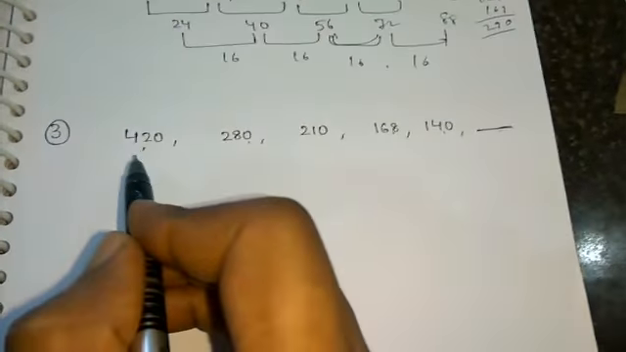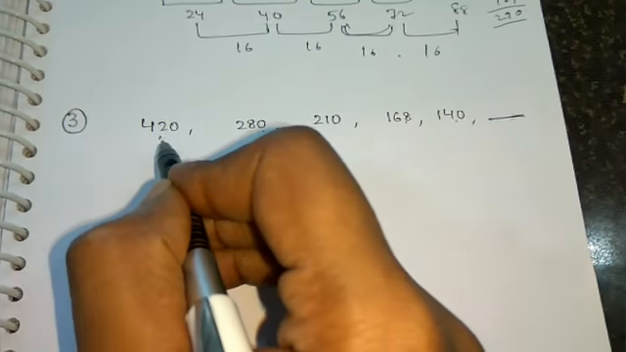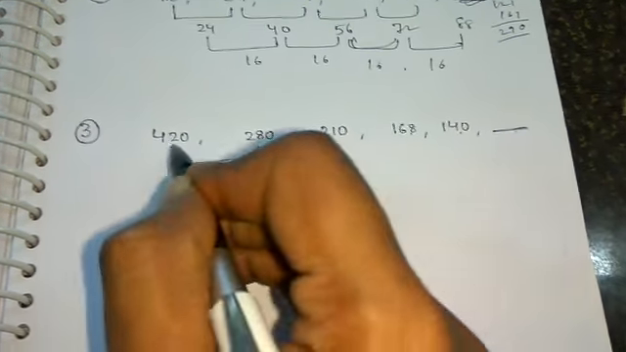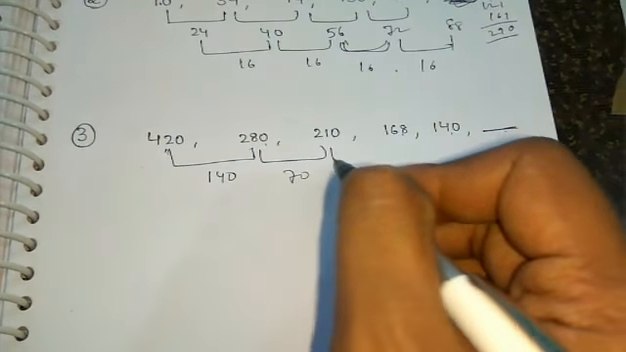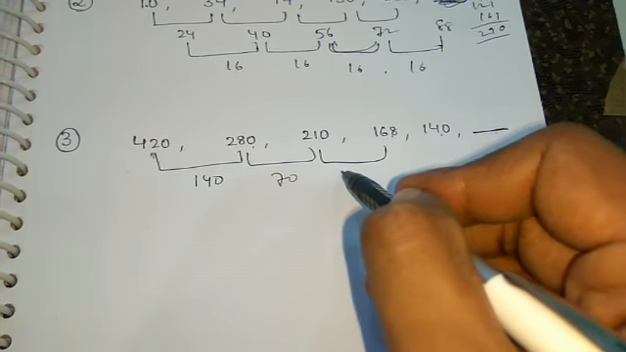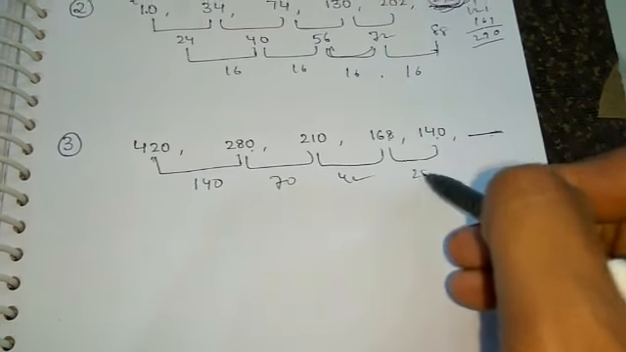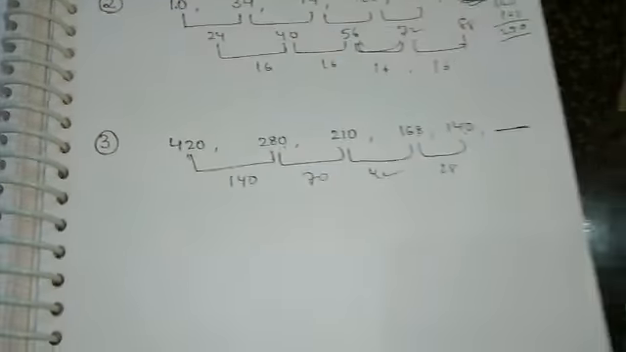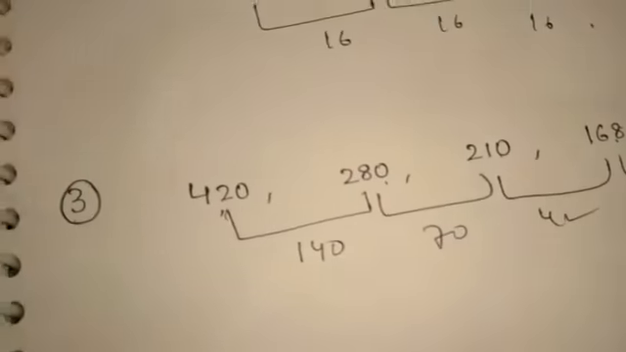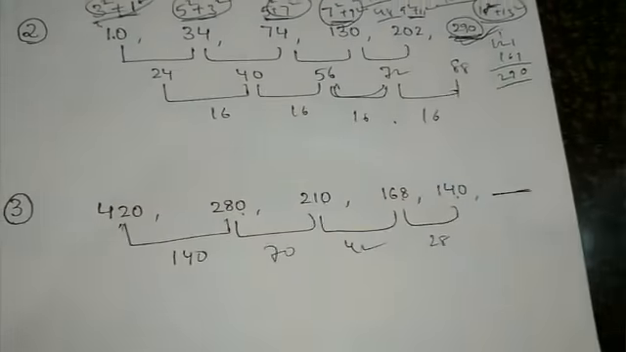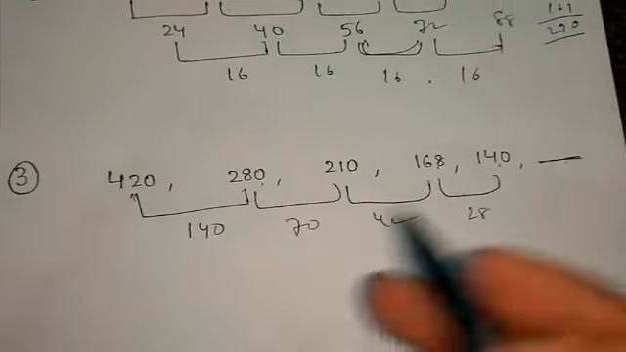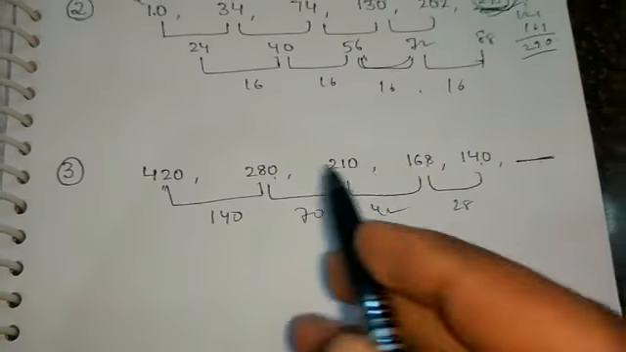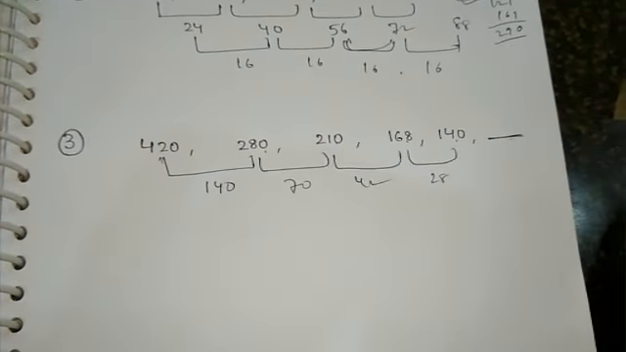So see here, 420. Now also we can see the difference. The difference is 140, right? Then 70, then 42, then 28. So seeing the differences, we are unable to find anything there. So what should we do here? We can think that some multiplication may be going on there. There is some chance of multiplication going on there.